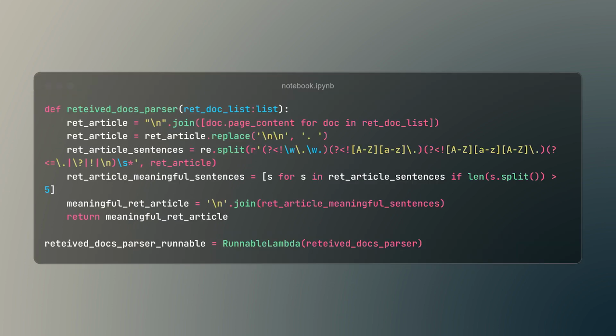And finally, we have the Retrieval-Augmented Generation function, which will concatenate the retrieved chunks, remove the very short sentences, which usually don't provide useful information or context about the topic to the LLM. So I chose to keep only sentences with more than 5 words. And then we return the clean article text. But we need to convert this function to a runnable so that we can use it in a LangChain pipeline. And to do that, we use the RunnableLambda class from LangChain Core.